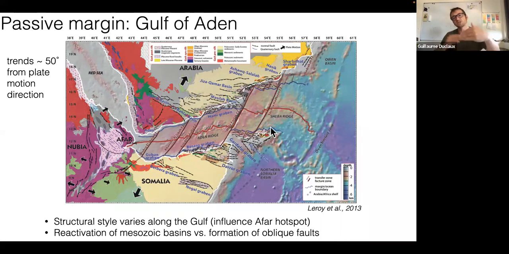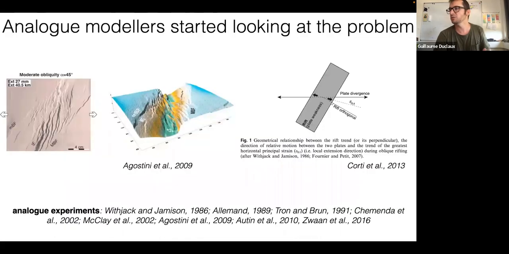So your passive margins are very dissymmetric, and the Gulf of Aden is a bit complicated because you did reactivate some Mesozoic graben which were optimally oriented orthogonal to the extension direction. But again, there are different types of structures. Some are oblique, some tend to be orthogonal, and we wanted to test that in our numerical models.